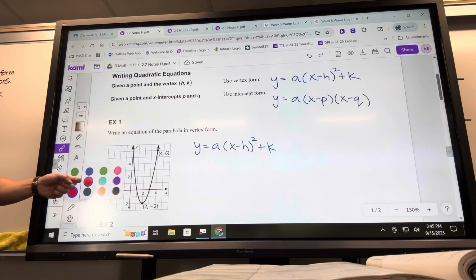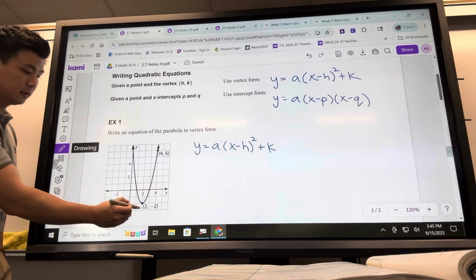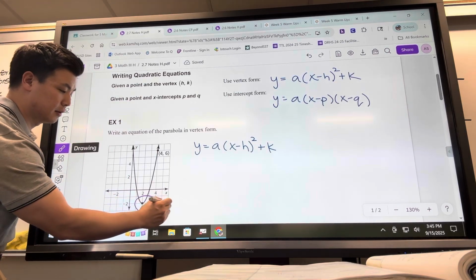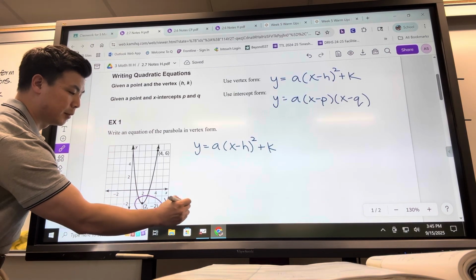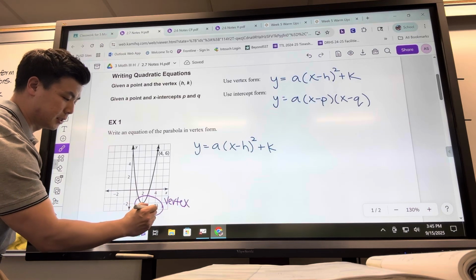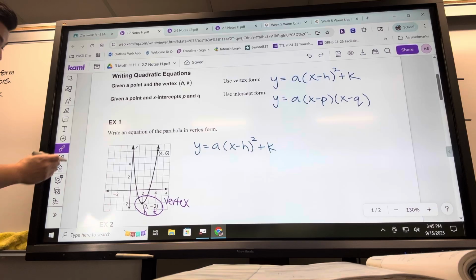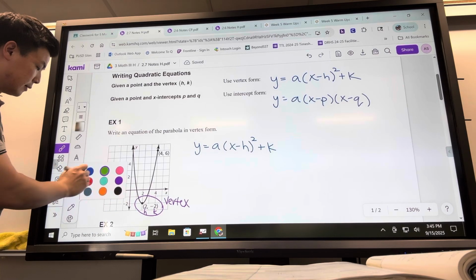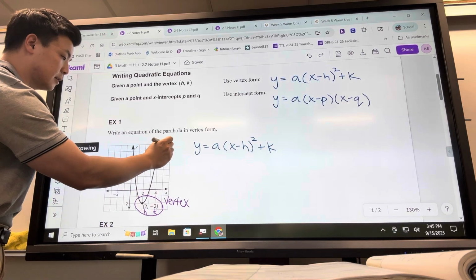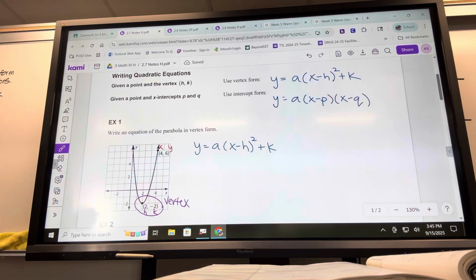From here, I can start identifying different parts of the graph. So for example, I have my vertex right here. This is my vertex. And remember that vertex is (h, k). So this is my h, this is my k. And I also have a point that's given to me. The point that's given to me is (4, 6), which we can call x and y.